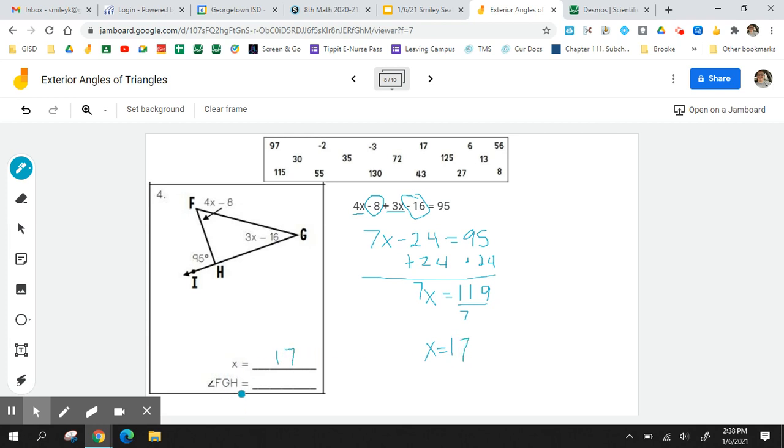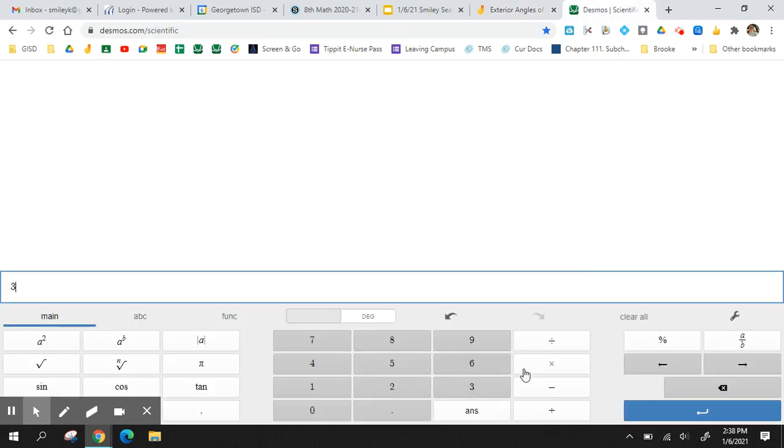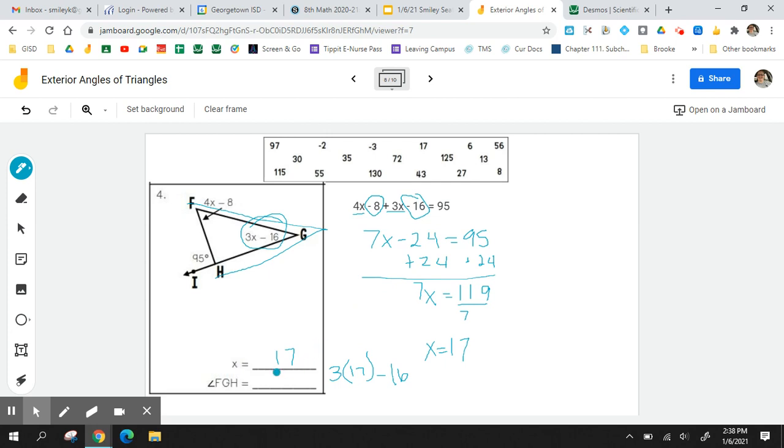Now, be careful that you read it really, really well. FGH. We want this one. So what is 3 times 17 minus 16? Let's look. 3 times 17 minus 16. Then you get 35. Hope y'all got that one right.